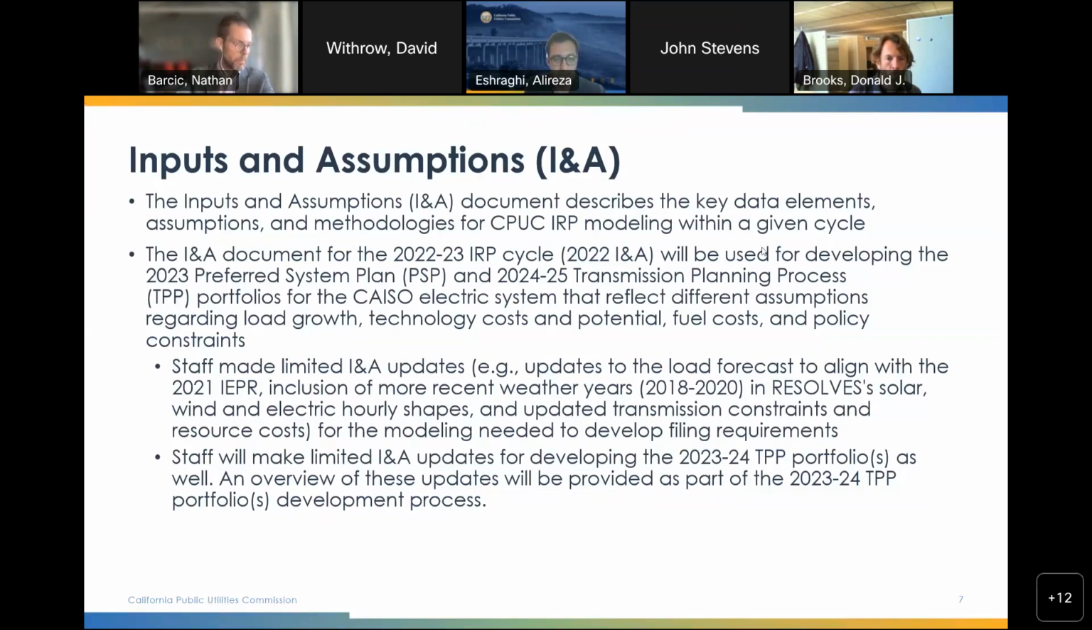Another note, as many of you know, we use both Resolve and Servum in IRP modeling. So Resolve for capacity expansion modeling and Servum to conduct production cost modeling. The INA document basically covers both. However, there are some specific Servum databases and assumptions that are available on the CPUC website, and the link and description will be included in the INA document. With that said, let's go to the next slide, and I pass it to Don for several updates.